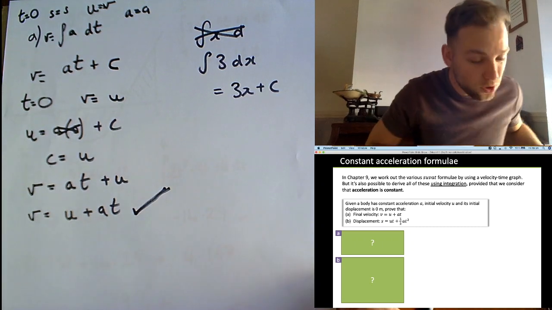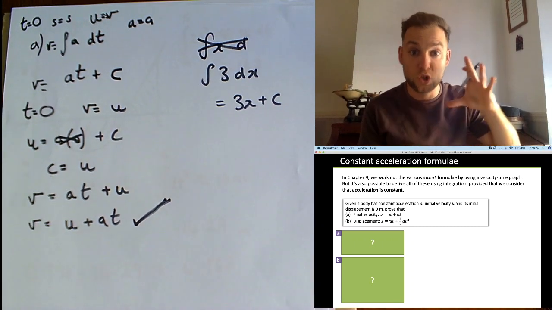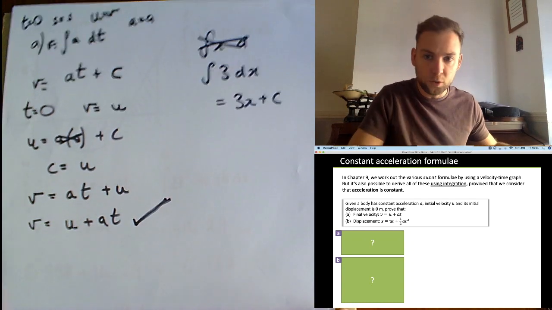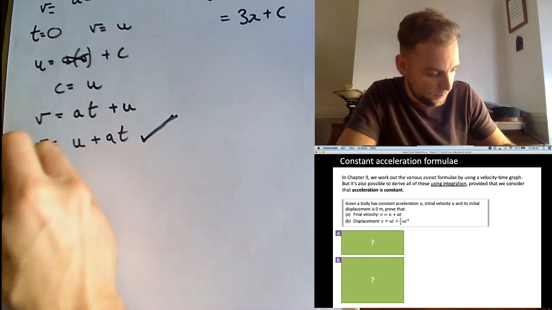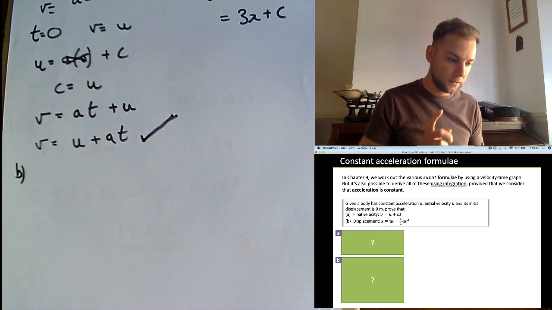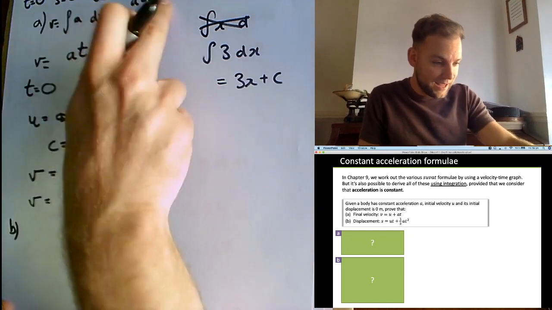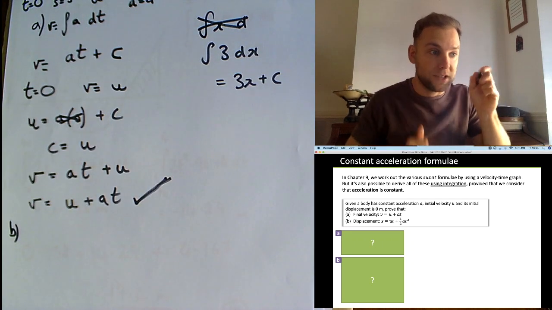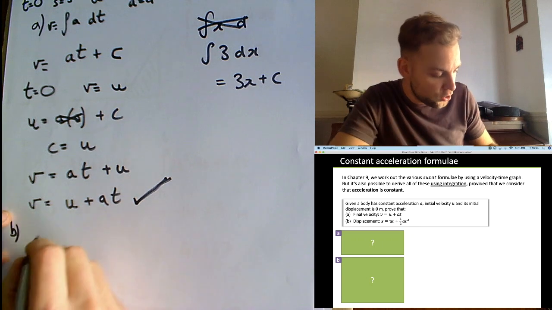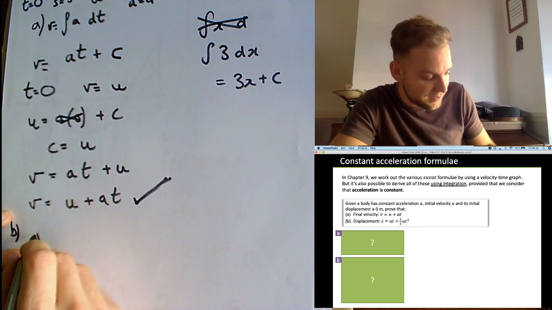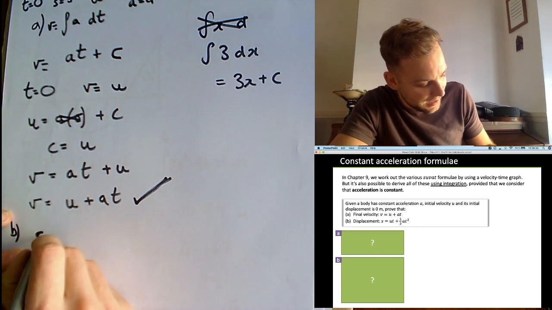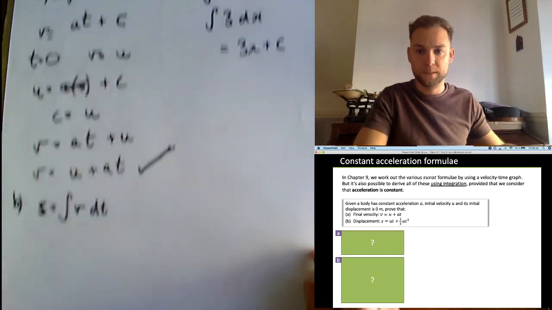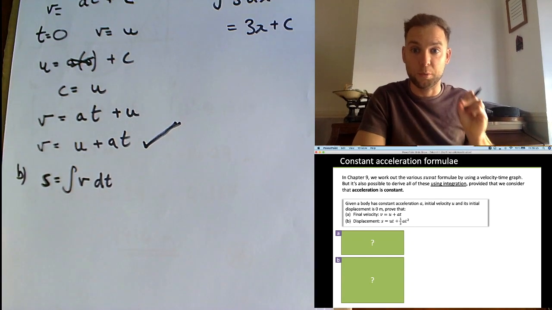Now this doesn't come up very often, it's very rare, but they do ask it every now and again, so it is worth having a look at. So part B says, use the same states to prove the formula for displacement, which is s equals ut plus a half at squared. So I know that displacement s is equal to the integral of v with respect to t.